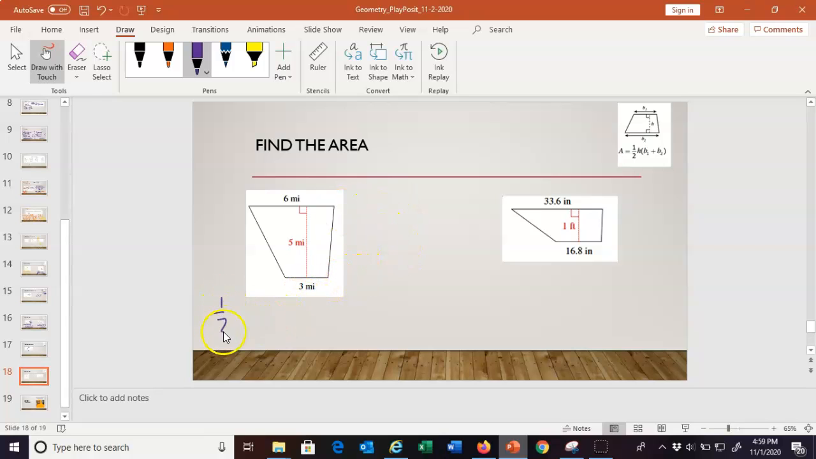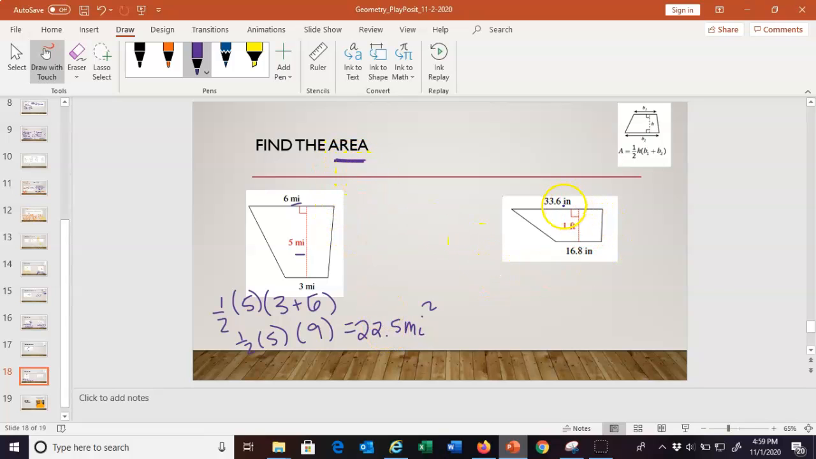All right, we got 1/2 times the height is 5. And then add the bases together first, right? Because parentheses first. So 1/2 times 5 times 9. Are they all in the same units? I feel like I have to check that now. Miles, miles, miles. It's good that we know we need to check that. All right, let me grab my calculator. So 5 times 9 times 1/2. We got 22.5 miles squared. We're talking about area.